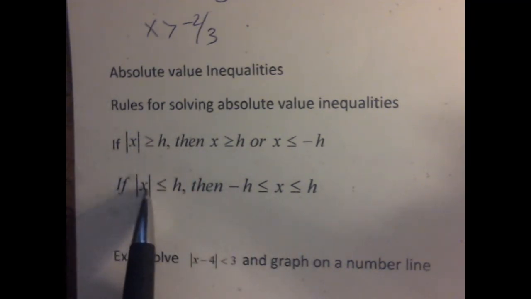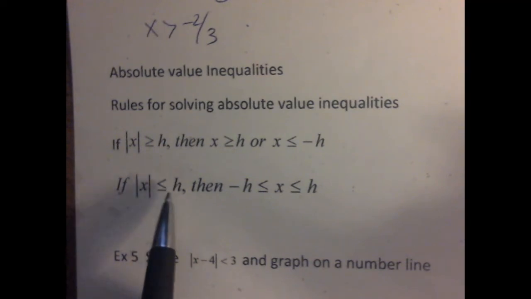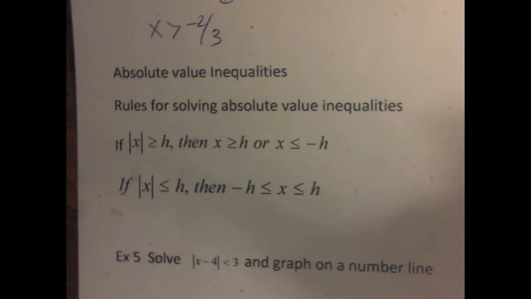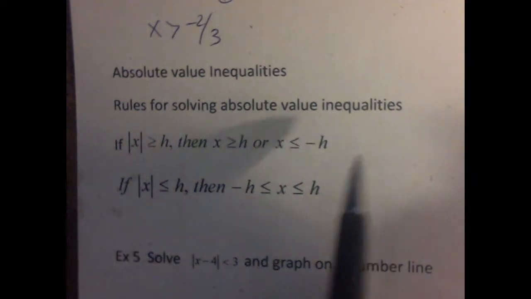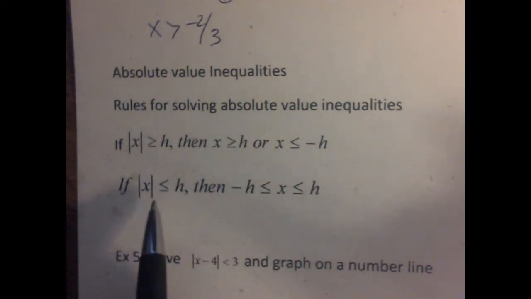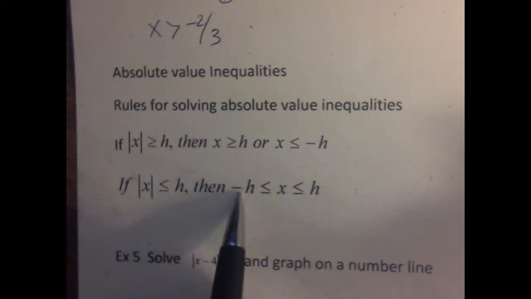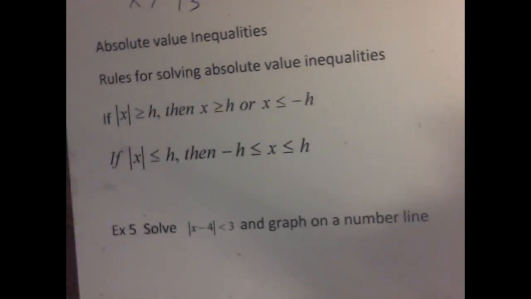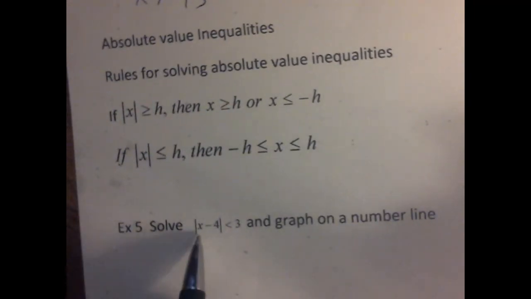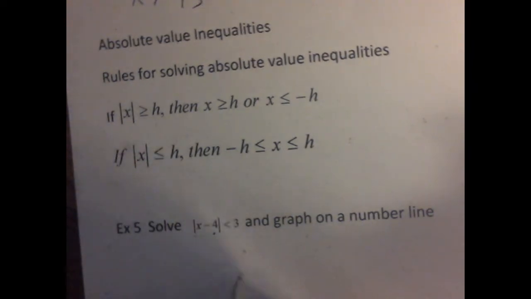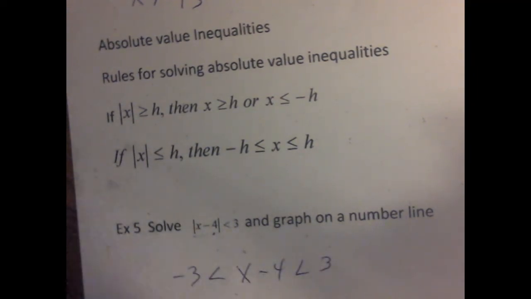Now, if the absolute value equation is smaller than or equal to some value, then we create our compound inequality. So we put whatever's inside the absolute value symbols in the middle, and then the positive and negative value on the outside. So let's see how it works. If I have the absolute value of x minus 4 is less than 3, I apply this rule here. And so what I have is x minus 4 is less than 3, but bigger than negative 3.